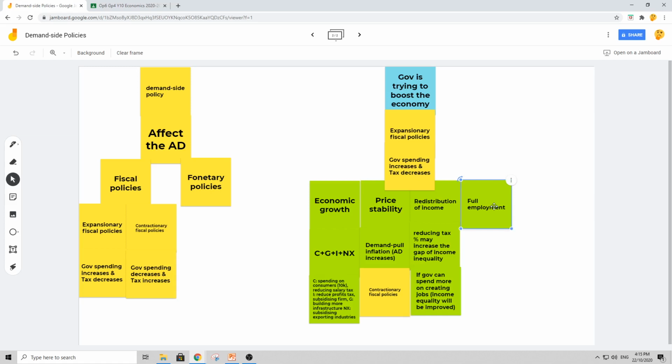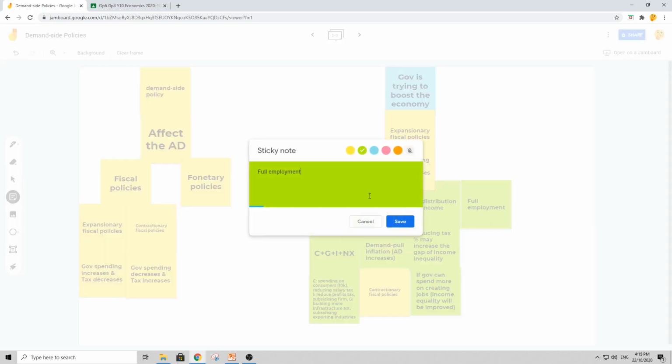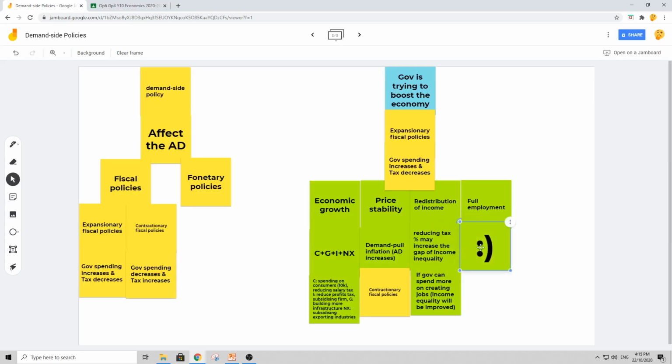And for full employment, I think the answer is so obvious. If you're using expansionary fiscal policies, what will possibly happen to the employment in our society in this scenario? Yeah, right. Creating more jobs and increasing the employment rate. So for sure, for this objective, it's going to be great. I'm just going to put a smile right here to show it's going to be great.